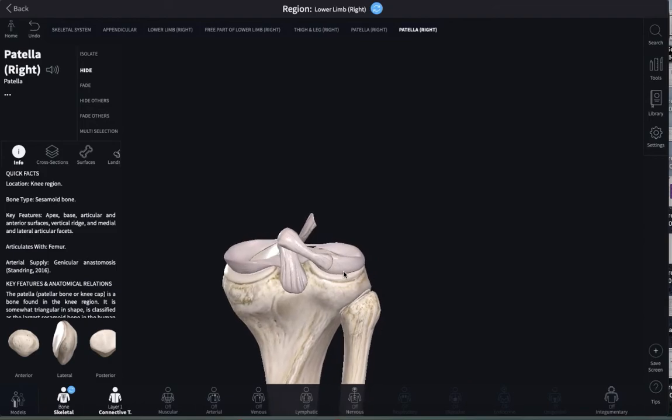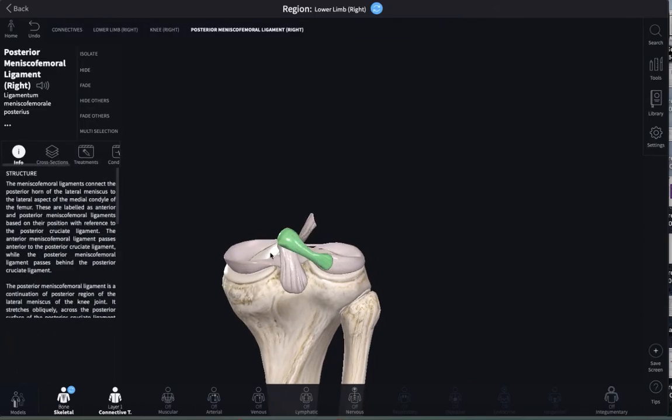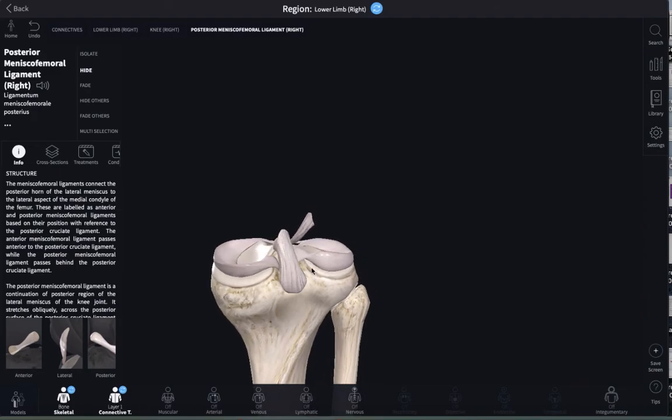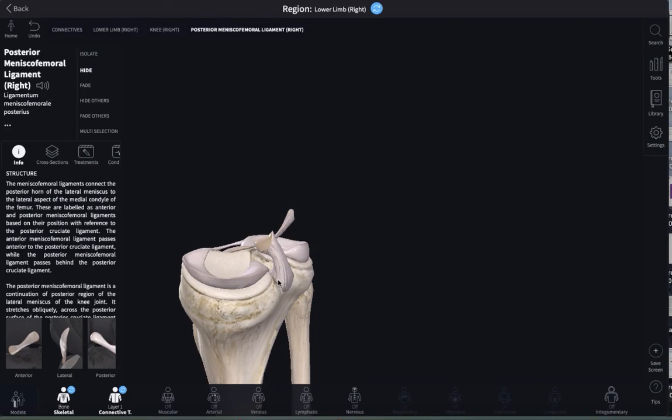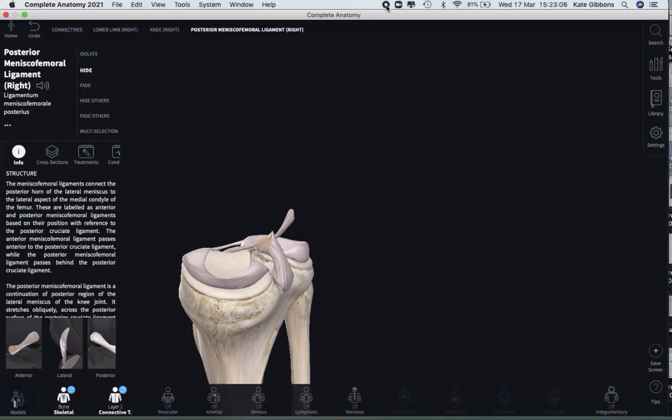If we move around to the posterior view and remove the most posterior meniscofemoral ligament so we can clearly see the posterior cruciate ligament, we can see how the posterior cruciate ligament would prevent the femur moving forward on the tibia as it anchors the femur in place at the back, and therefore this prevents posterior dislocation of the tibia onto the femur.